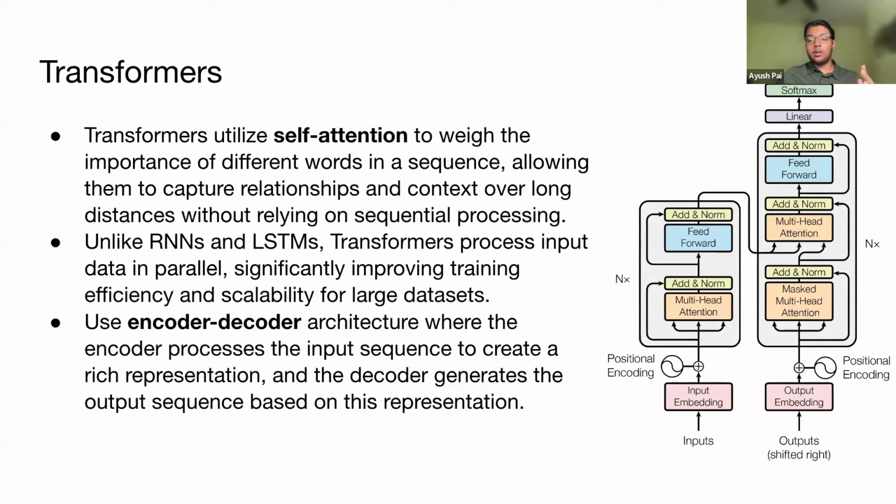Unlike RNNs or LSTMs, transformers process input data in parallel. So it needs a lot more GPU and a lot more compute, but it's a lot more efficient in terms of large data sets and scalability. The transformer architecture employs an encoder-decoder structure, where the encoder processes the input sequence to create a rich representation of the words, and then the decoder generates the output sequence based on the representation.